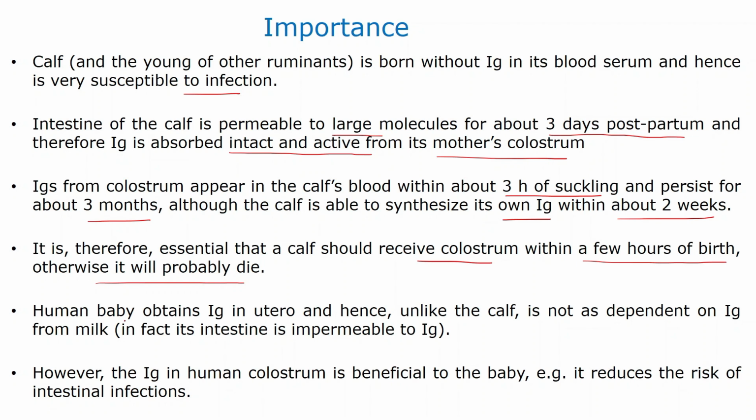Now the human baby obtains immunoglobulins in utero, and hence, unlike the calf, it is not dependent on immunoglobulins from milk. But immunoglobulin in human colostrum is beneficial to the baby as it reduces the risk of intestinal infection.